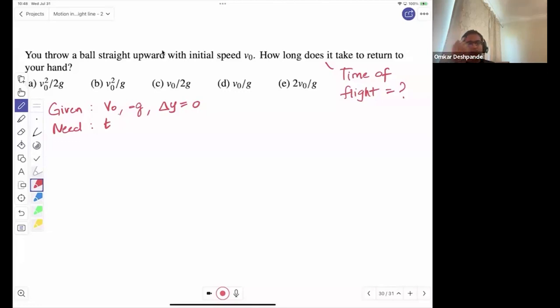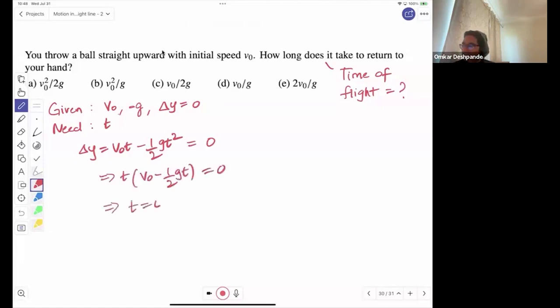Is there an equation that has exactly these four quantities? Well, yes, the second equation of motion has this. Delta y is v0t minus half gt squared. That's the equation that connects exactly these four quantities. So delta y is 0. This means t times (v0 minus half gt) is 0. So either t is 0 or v0 is half gt.